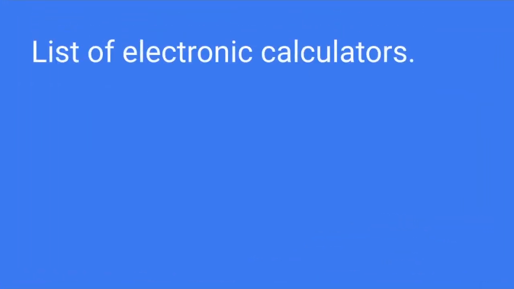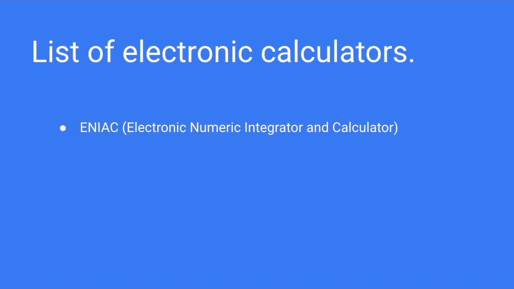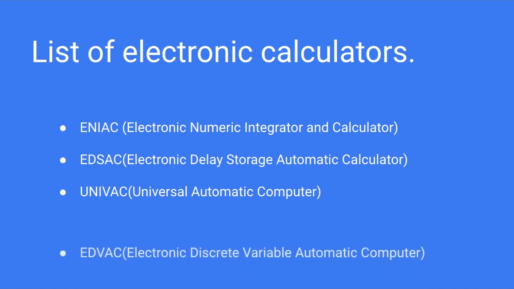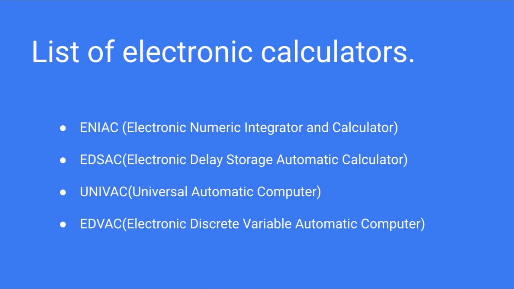Here is the list of electronic calculators: ENIAC, electronic numeric integrator and calculator; EDSAC, full form is electronic delay storage automatic calculator; UNIVAC, universal automatic computer; and EDVAC, electronic discrete variable automatic computer.